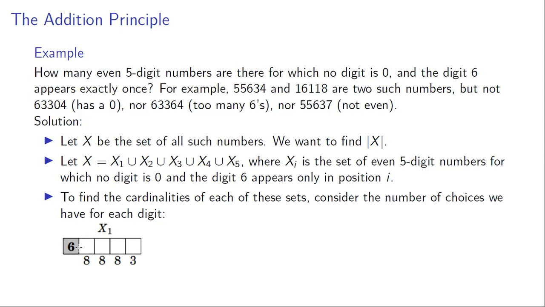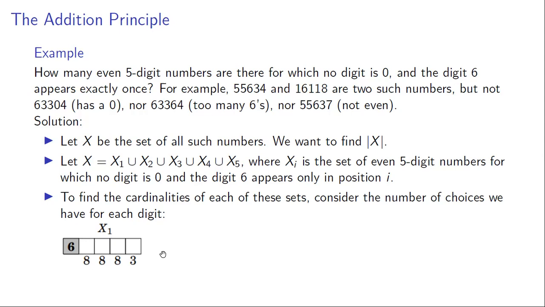So again, we're trying to figure out the cardinality of X sub 1. We see that for the number, we have a certain number of choices for each digit, so we're going to use the multiplication principle. Using that, the cardinality of X sub 1 is going to be 8 times 8 times 8 times 3. Okay, we'll come back to that.